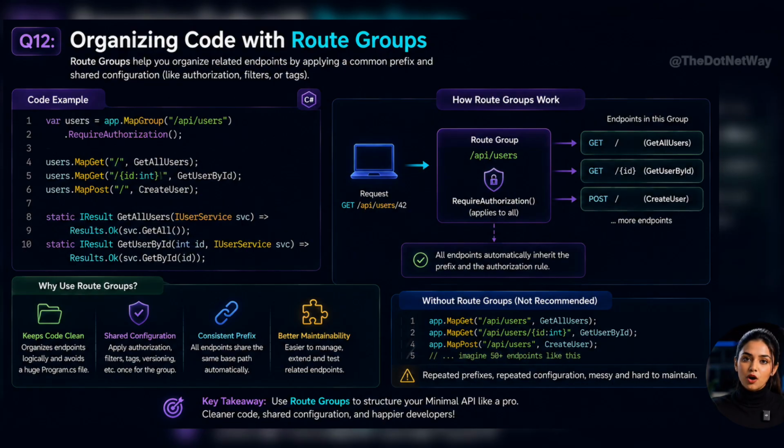If we have 50 user-related endpoints, won't program.cs become a mess? How do we organize it? We use route groups, which allow us to apply common prefixes and middleware to a set of endpoints. Now, both of these endpoints automatically live under the /api/users path and require authorization, keeping our code incredibly clean.